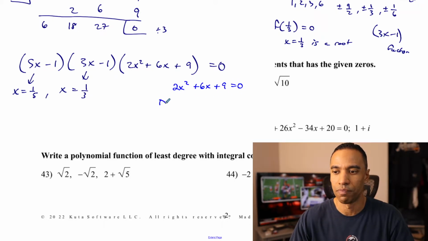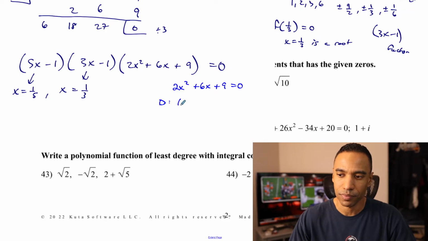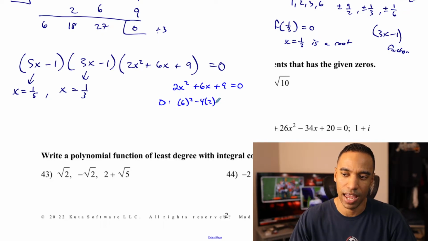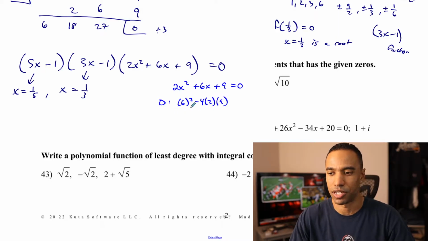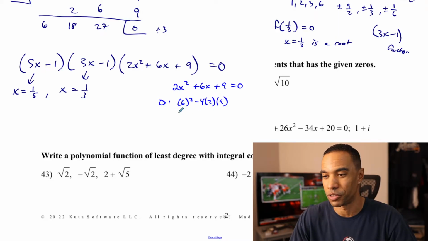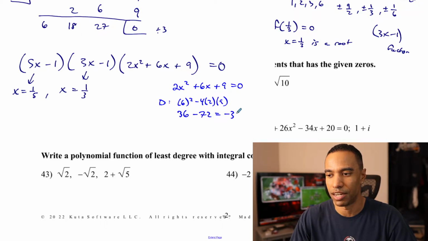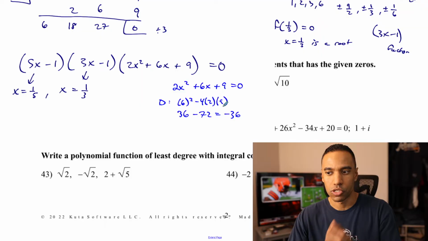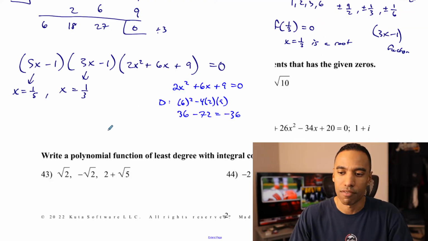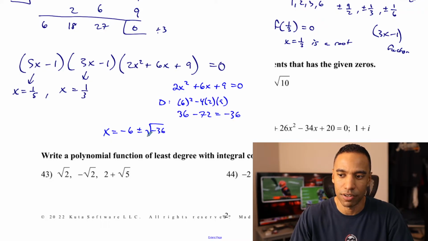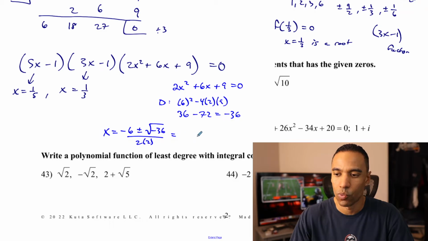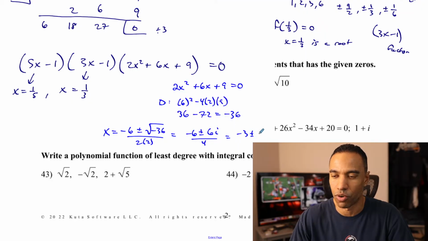Set this equal to 0. The discriminant here will be b squared minus 4ac. Aha, not only is it not factorable, but it's not even real solutions. So 36 minus 8 times 9 is 72, which is negative 36. So that doesn't mean we're done. We don't say no solution. We solve this thing. X equals negative 6 plus or minus the square root of negative 36 all over 2a, which is negative 6 plus or minus 6i all over 4, which reduces to negative 3 plus or minus 3i all over 2.